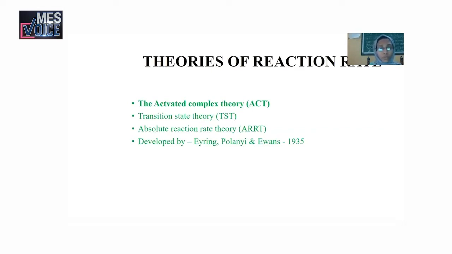But today we are going to learn about the most acceptable theory, known as the activated complex theory, or transition state theory, also known as the absolute reaction rate theory. But it is commonly known as the activated complex theory. It was developed by Eyring, Polanyi, and Evans in 1935. It is mostly accepted because it can explain many types of reactions, including reactions in solutions and reactions in the gaseous state, etc. So it is the commonly accepted one.